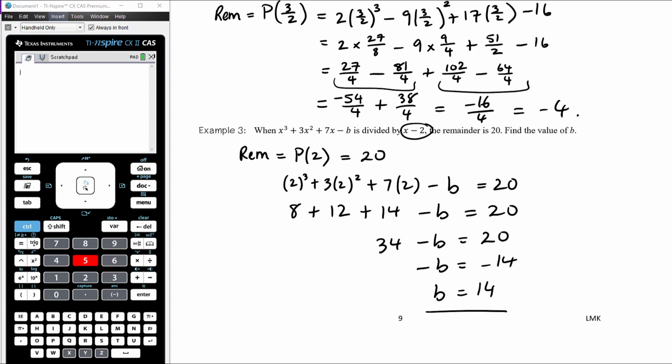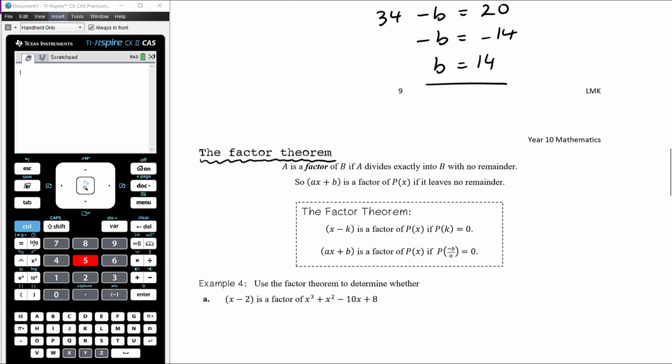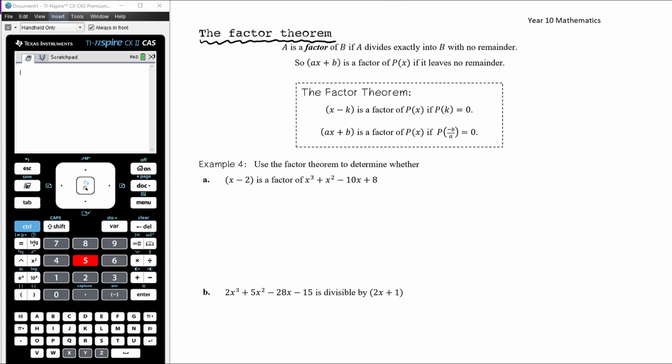Okay, so if b is equal to 14, p of 2 will equal 20, which means that when we divide the polynomial by x minus 2, we get a remainder of 20. Okay, now we want to extend the remainder theorem into the factor theorem. So we know that something is a factor of something else if it leaves no remainder.